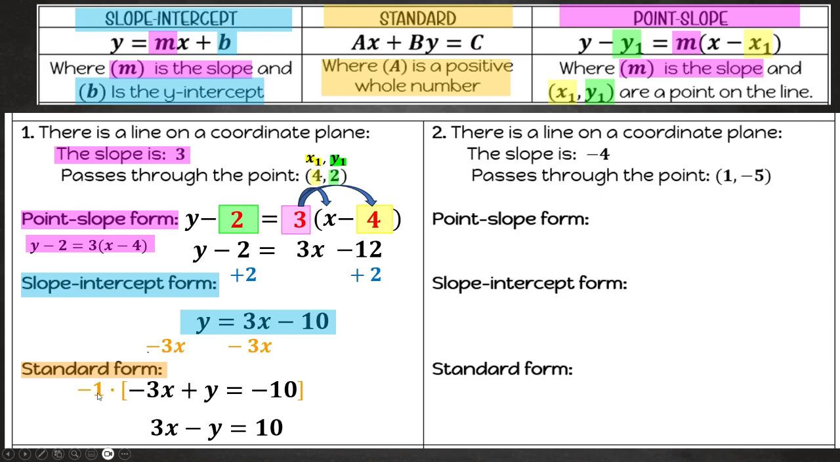Equals 10 because negative 1 times negative 10 is equal to 10. So now we have this in standard form. So let's try another one.